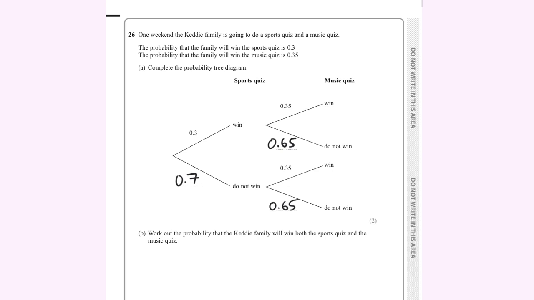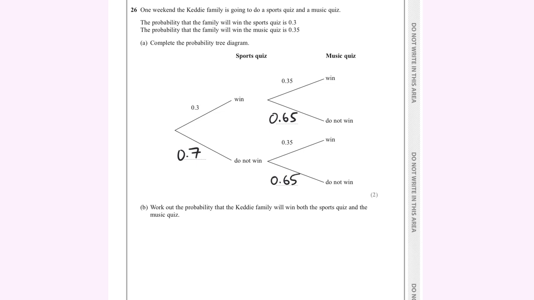So now we're going to do part B. Work out the probability that the Keddy family will win both the sports quiz and the music quiz. So we're talking about double winners here. Alright, so we're going to follow a bit of a path. So what does it say? They're going to win the sports quiz. So that's this path here. And then they're going to win the music quiz as well. So that is this path here. Okay, so that's the path that we're taking. Alright, following it on like that.